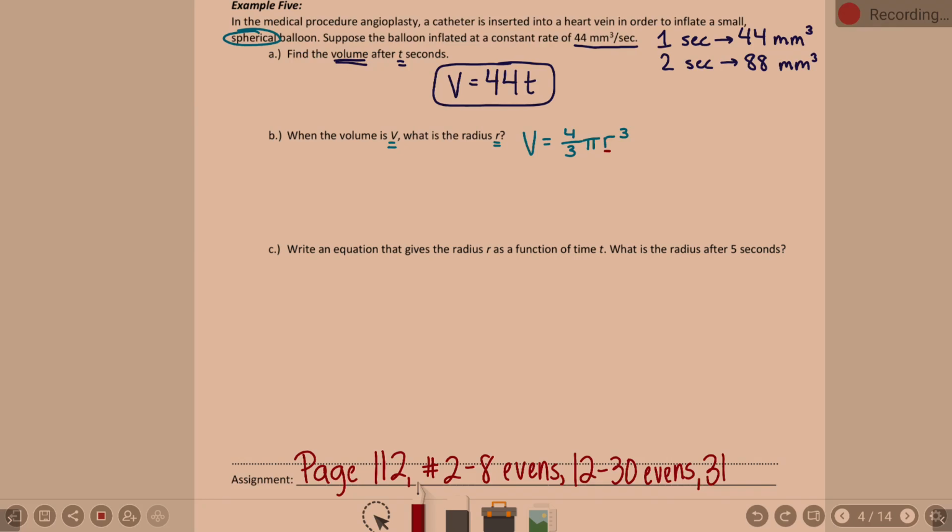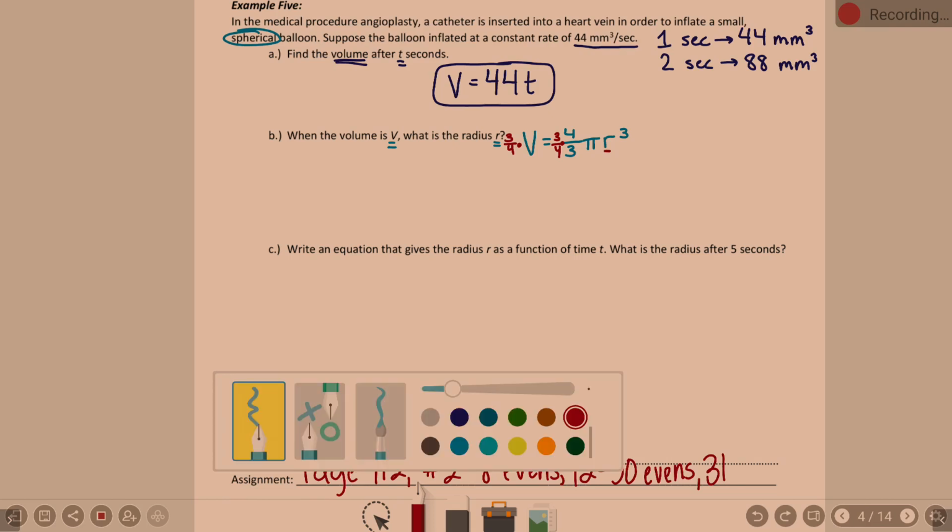How would we move the 4/3 over? Keep, change, flip. Meaning I'm going to end up multiplying by 3 over 4. Because if I want this 4/3 to cancel out, I'm going to multiply by 3 over 4, yes? If I multiply one side by 3 over 4, we're going to multiply the other side by 3 over 4. You still with me? Now, 3 over 4 times V.